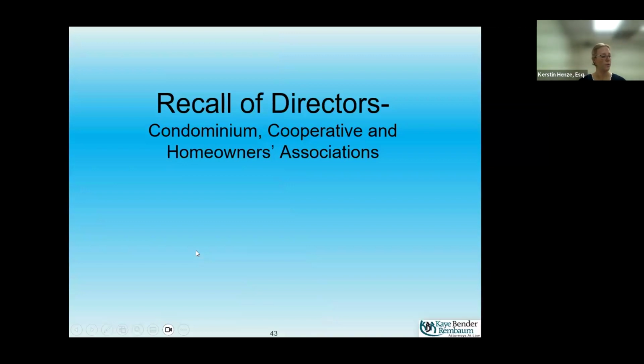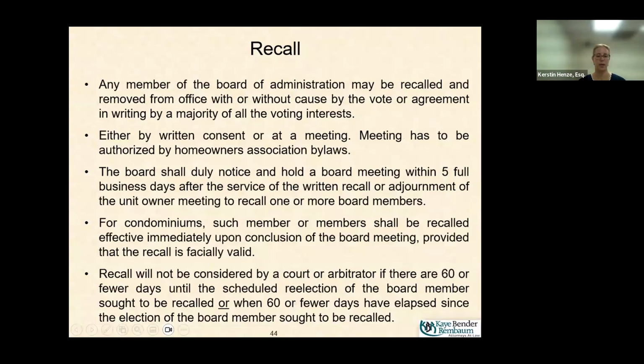Okay, and then just with a few more minutes, recall of directors. This applies to condos, co-ops and HOAs. The thing to remember here is what I mentioned. The membership elects the directors, and so the membership is the only one that can remove directors from office. And that is done through a recall process. Directors can be recalled with or without cause. And you can do it one of two ways.